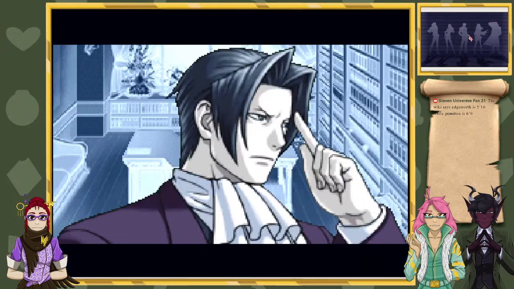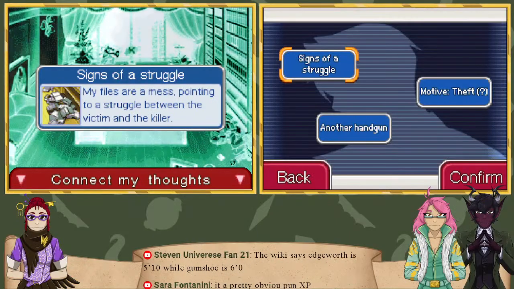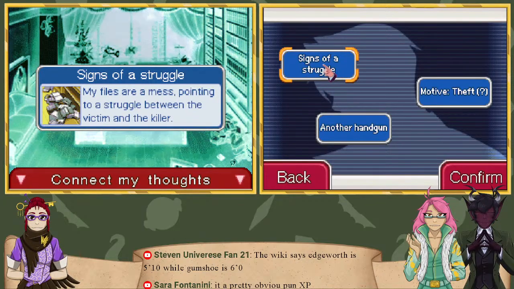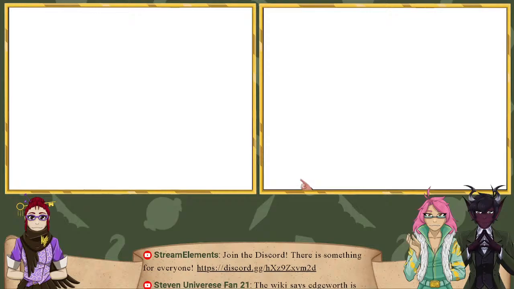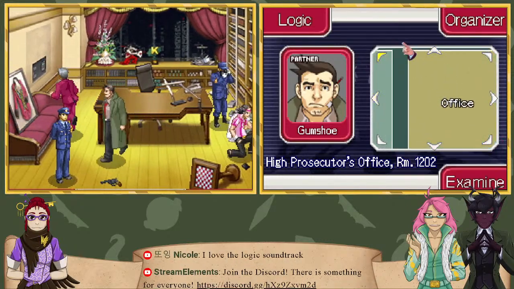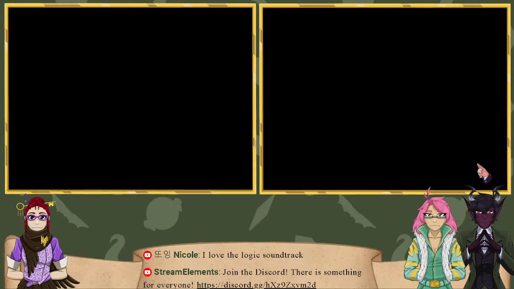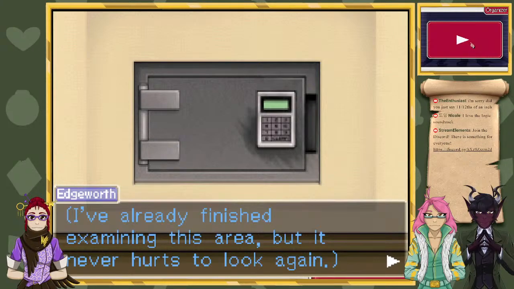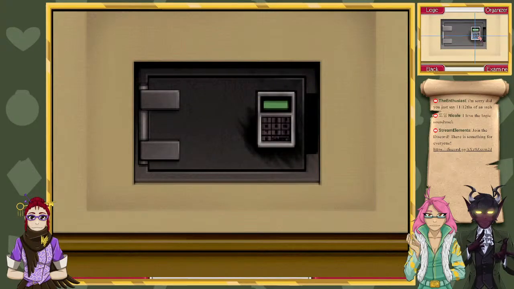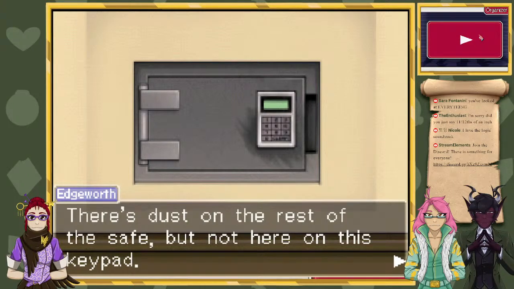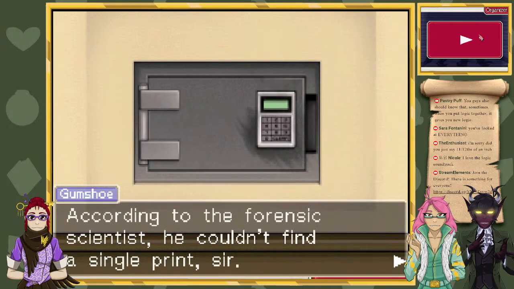Alright. I feel like we have to do the logic. I think the one we did wrong was... we're missing something. Okay, yeah, we are missing something. Can I go into the hallway? No. Let's examine the gun. Okay, let me look at the safe again. I'm trying to remember everything. I've already finished examining this area, but it never hurts to look again. I did say 11/12 of an inch. I looked at everything. Yeah, not on the keypad. We read this already.